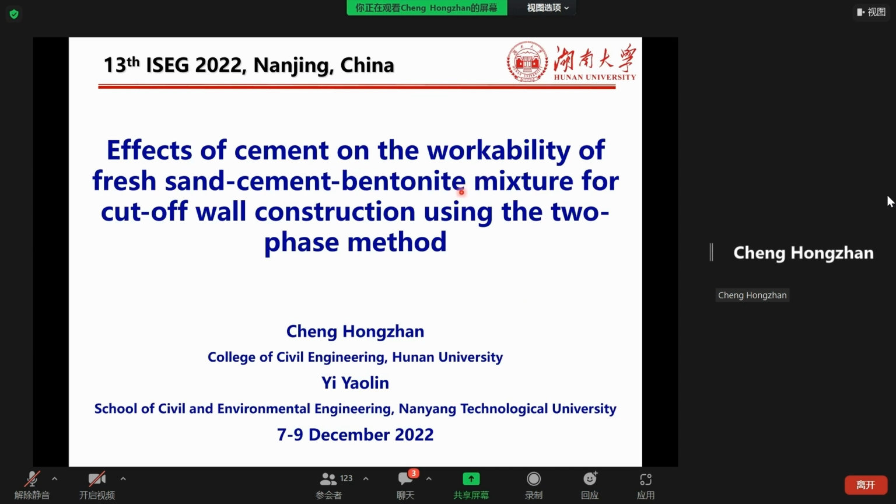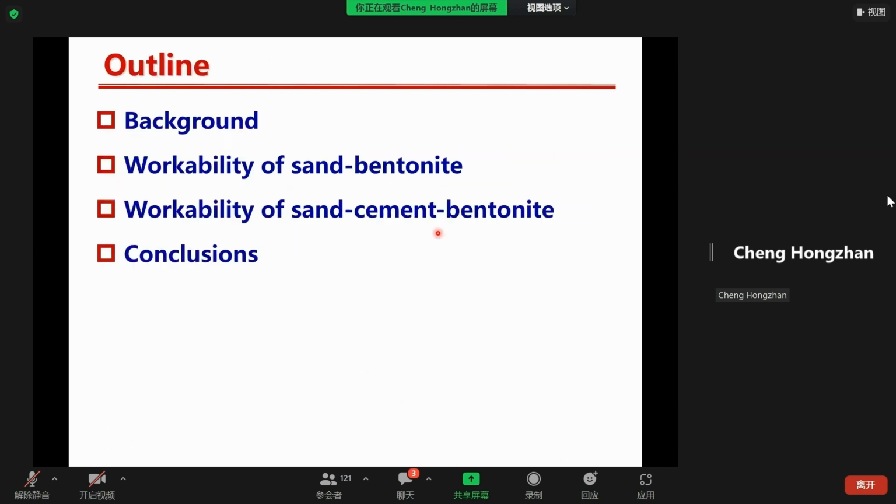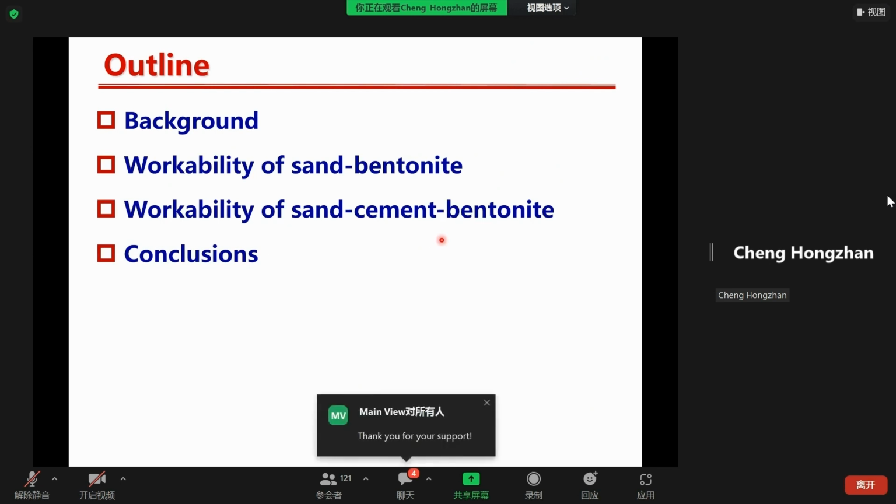My topic today is effects of cement on the workability of fresh sand, cement, and bentonite mixtures for cut-off wall construction using the two-phase method. This work was done in Nanyang Technological University with Professor Yi. My presentation consists of 4 parts. First, I will introduce the research background.